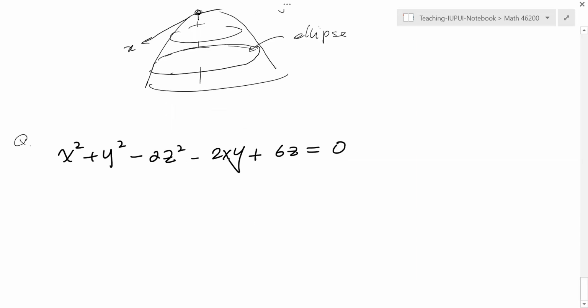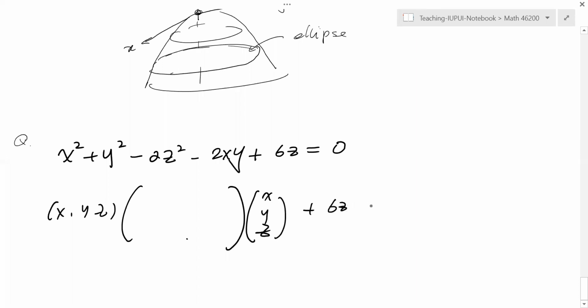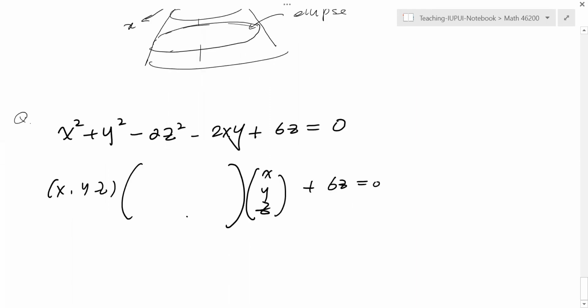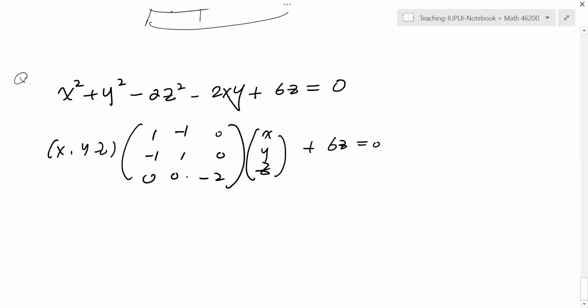Now, how much can we simplify? I think we haven't finished this part. There's x, y there, right? So if you want to write down the matrix, those three terms look like this: x, y, z, and this is x, y, z, plus 6z equals 0. This will be negative 2. I think this should be 0, 0. Then I get 1 and 1, and this is a minus 1, minus 1. So this is a matrix.